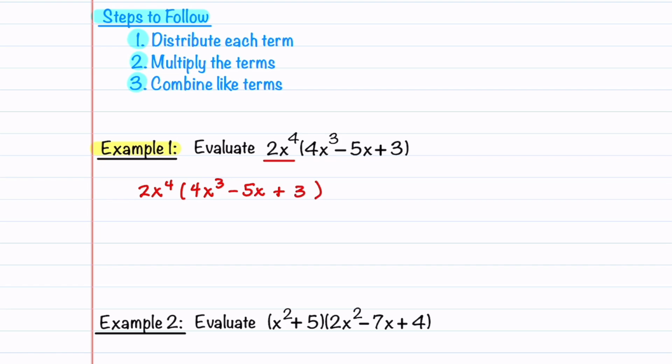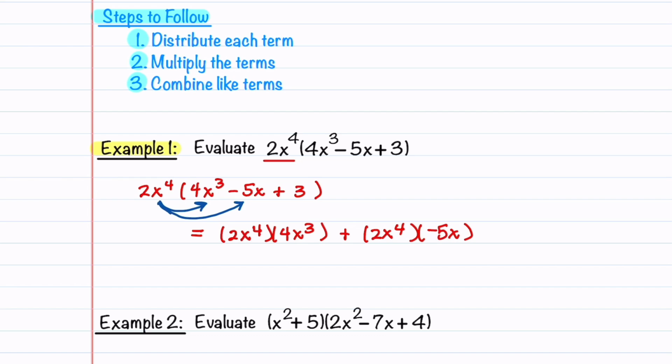The first thing that we need to do is to distribute the 2x to the 4th to all 3 terms. We'll first distribute it to the first term, and that gives us 2x to the 4th times 4x cubed. We'll then distribute it to the second term, and that gives us 2x to the 4th times minus 5x. And then lastly, we'll distribute it to the third term, and that's equal to 2x to the 4th times 3.